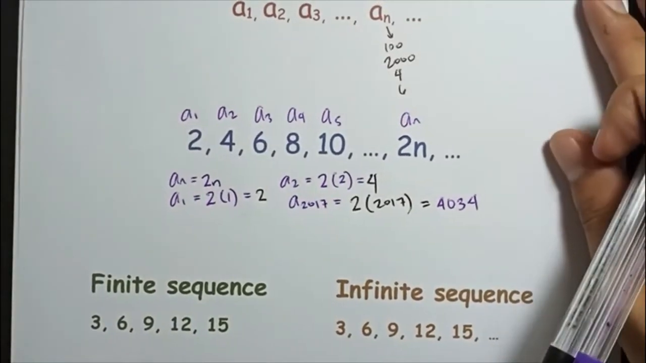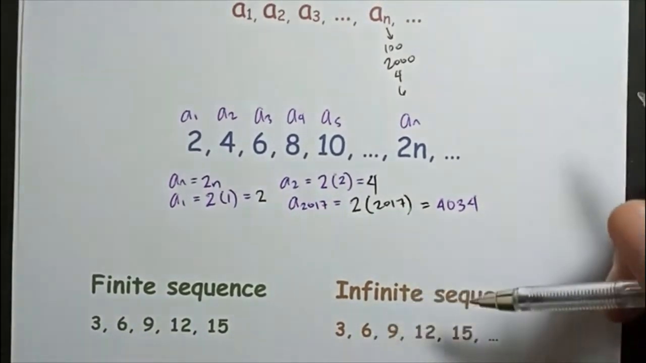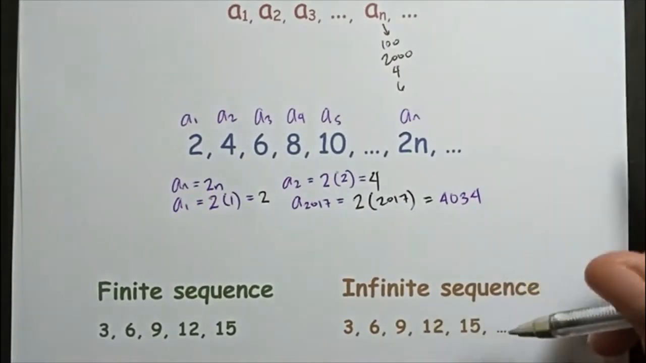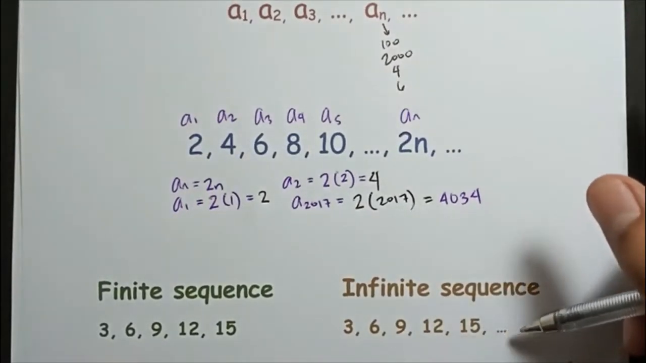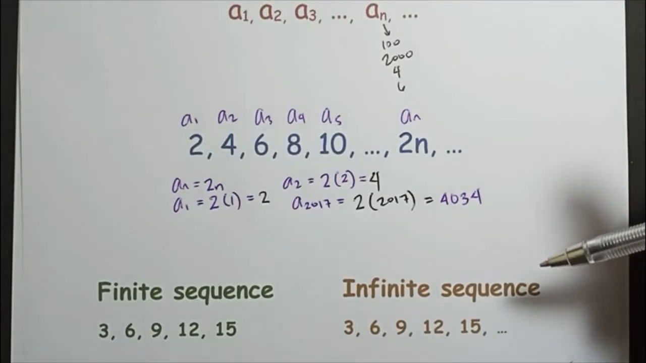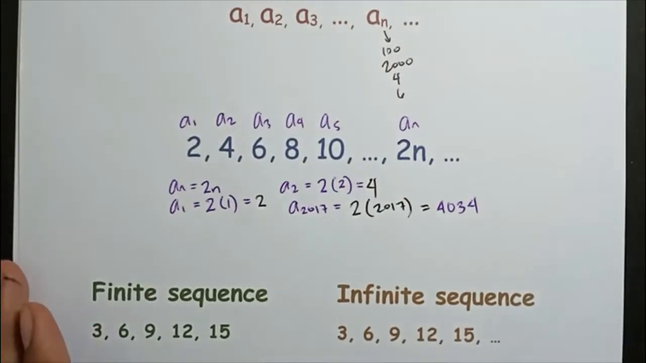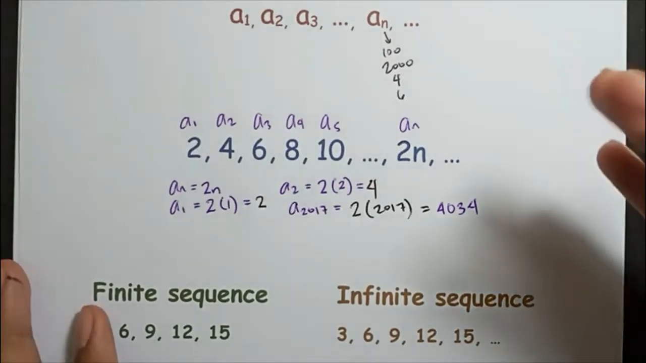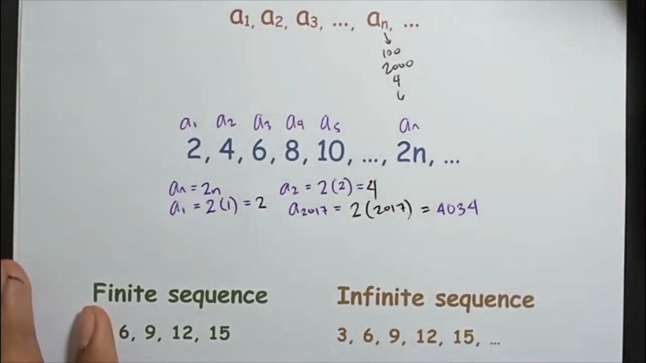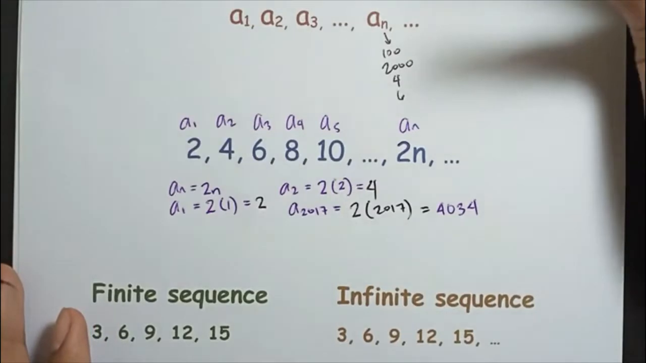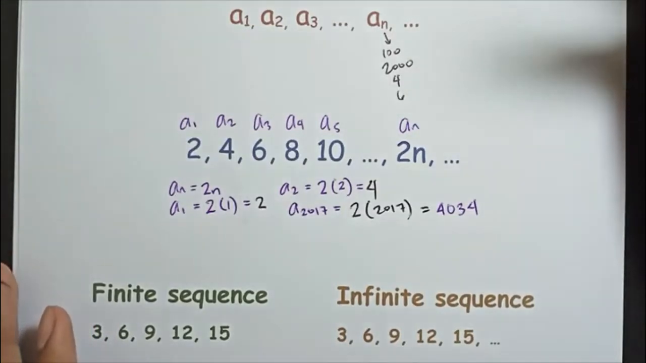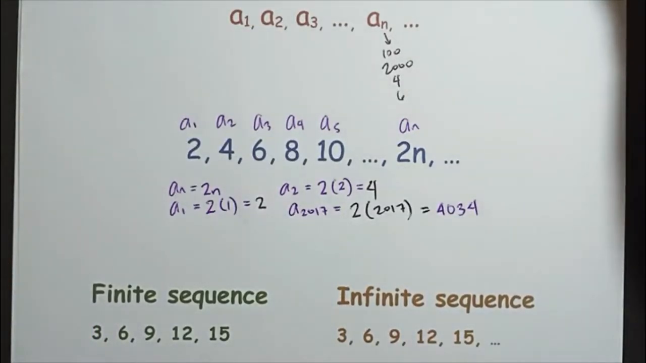Example naman ng infinite sequence is ito. Ganun din, 3, 6, 9, 12, 15, pero meron siyang ellipsis. Meaning, yung sequence natin ay magtutuloy-tuloy indefinitely. So, ayun lang. Pag infinite, walang end term. Isa pang clue doon, makikita nyo yung dulo niya sa halip na end term, makikita kayong ellipsis. Meaning, the series or the sequence will go on and on.